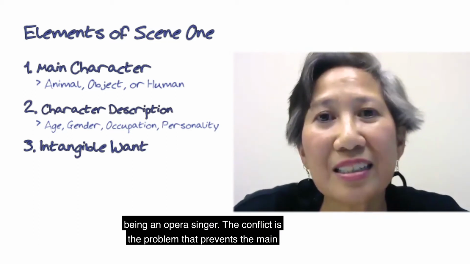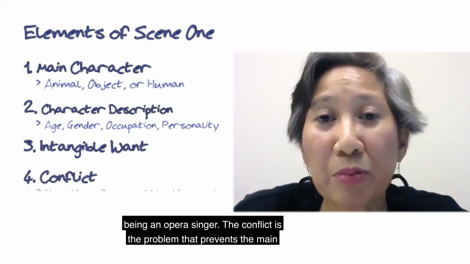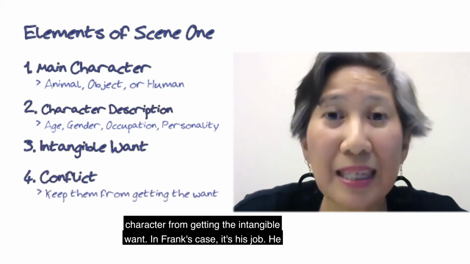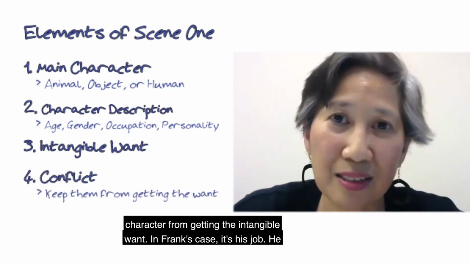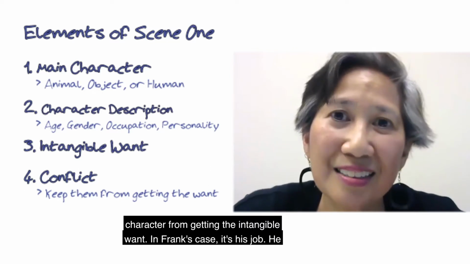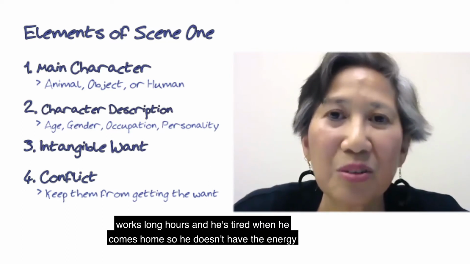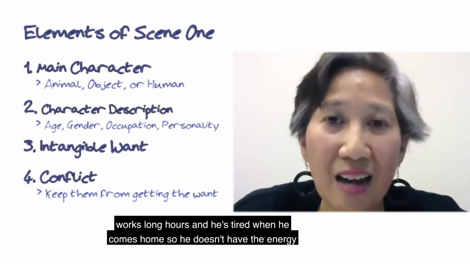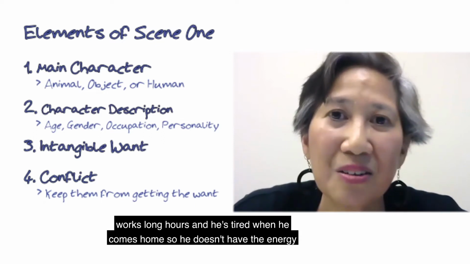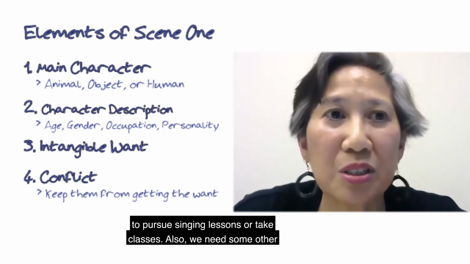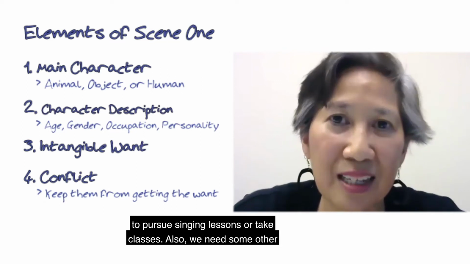The conflict is the problem that prevents the main character from getting the intangible want. In Frank's case, it's his job. He works long hours and he's tired when he comes home, so he doesn't have the energy to pursue singing lessons or take classes.